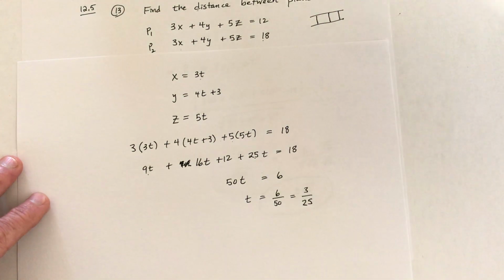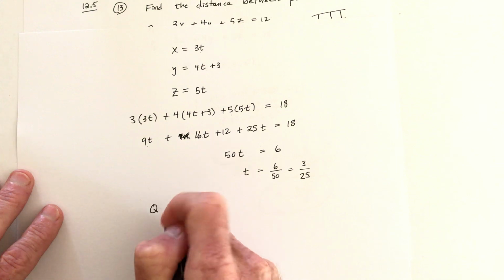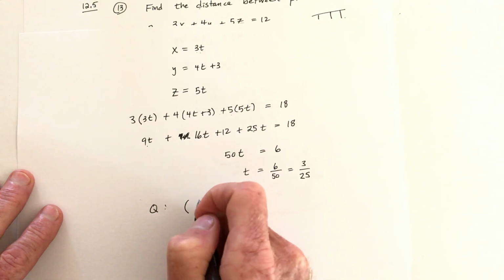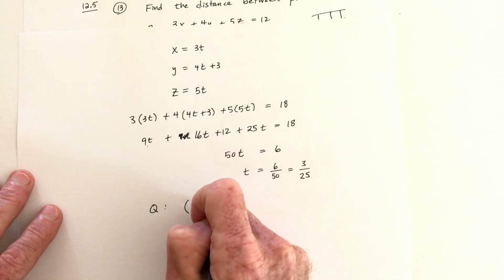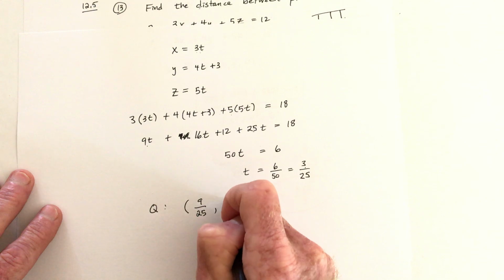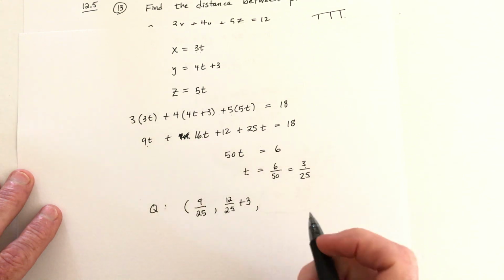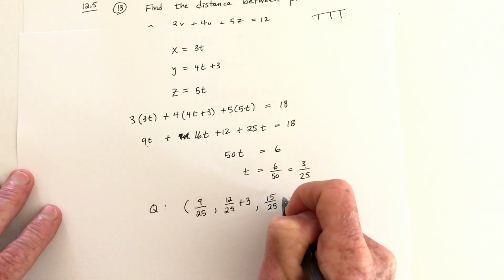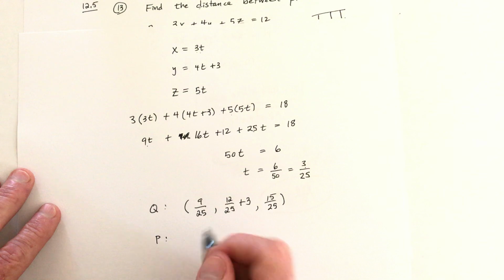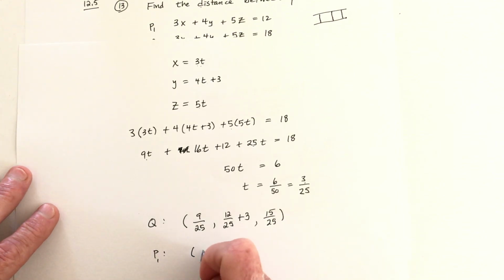So on my picture just a moment ago, I'm now finding the point Q. So the point Q is going to be, let's see, plug in what we just got, 3 divided by 25 right here. So the first component is going to be 3 times this, so that's going to be 9 over 25. Then it's going to be 4 times it, so that's going to be 12 over 25, and then plus this extra 3. And then the last one will be 15 over 25. Okay, now find the distance from P to Q. So P was that original point, this one right here, I called it P1. So find the distance between these 2 points.